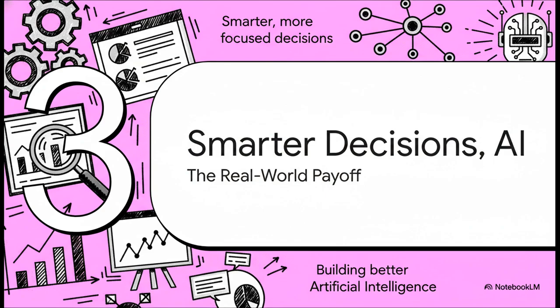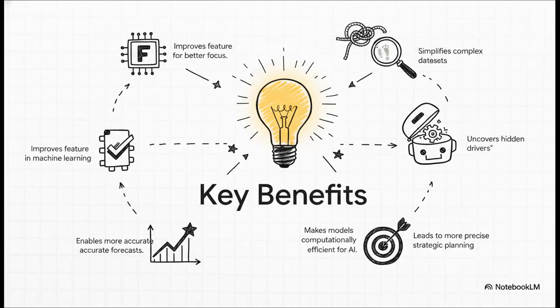Okay, so this is all really cool, but what's the actual payoff here? Why does this matter in the real world? Well, it all boils down to making much smarter, more focused decisions, and believe it or not, even building better AI. The benefits are just huge. By simplifying all that complex data, your teams can finally focus on what really, truly matters. You start to uncover these powerful hidden drivers, like brand perception, that are secretly steering what your customers do. And for anyone working in AI and machine learning, this is an absolute game changer. It makes your models way more efficient and helps you pick the right features to focus on. And of course, all of this leads to better strategic planning and much more accurate forecasts.